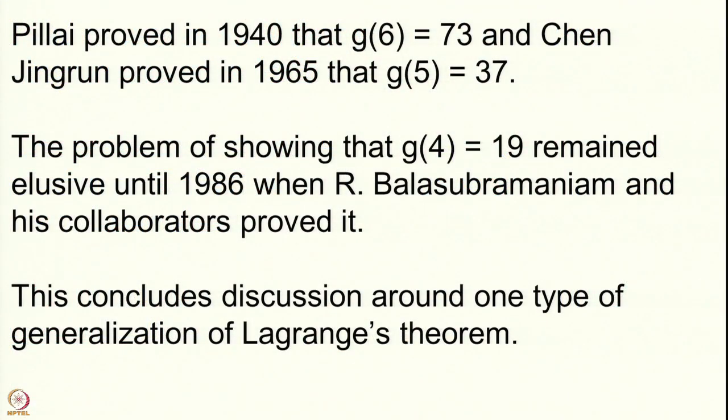So, this is one way. Waring's problem is one way by which we can generalize the theorem of Lagrange, which is that since you are writing every number as a sum of squares, you can ask how many cubes are needed, how many fourth powers are needed and so on, and this is intimately related to many other things in mathematics like circle method and so on, as well as the techniques which are developed by R. Balasubramaniam and so on. So, this is one way the theorem can be generalized. There are other ways.